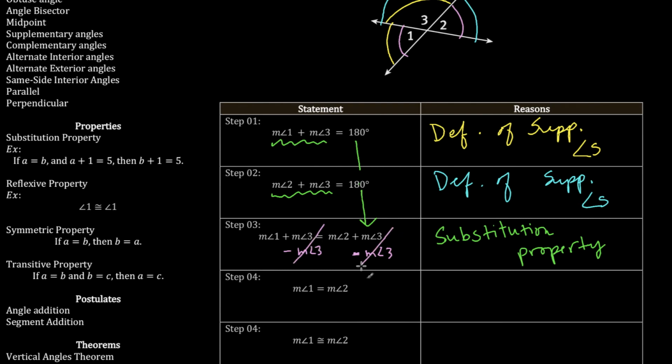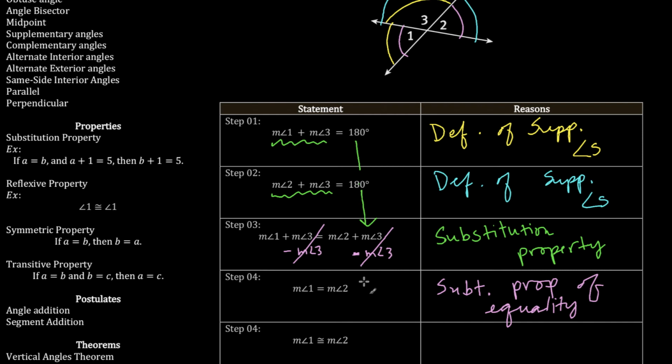So we subtracted from each side. So subtraction property of equality. We did that earlier in the year. That means if you subtract from one side, you need to subtract the same from the other side to get the answer.